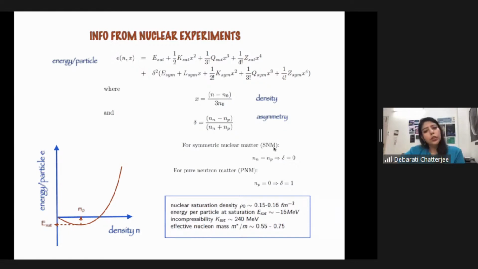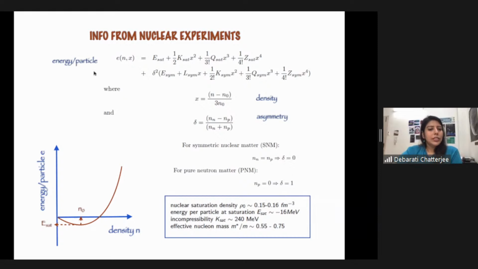So for symmetric nuclear matter, something that you have in heavy ion collisions or nuclear experiments, you have the same number of neutrons and protons, so delta is 0. And if you have just pure neutron matter, this is not ideally what a neutron star is, since we have a small fraction of protons and electrons. But imagine pure neutron matter. In that case, you would have no protons, Np would be 0, and therefore delta would be 1. So delta is a measure of asymmetry that goes between 0 and 1.